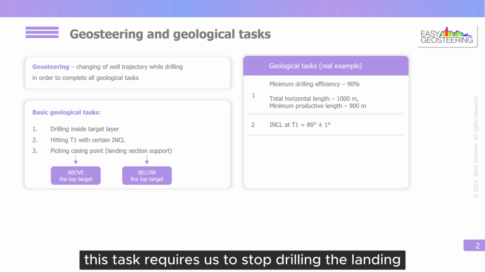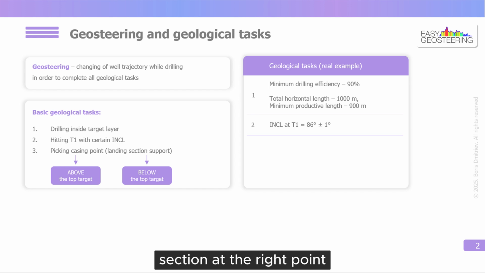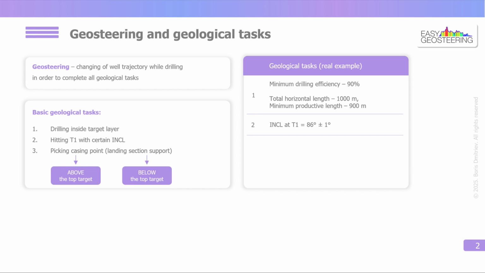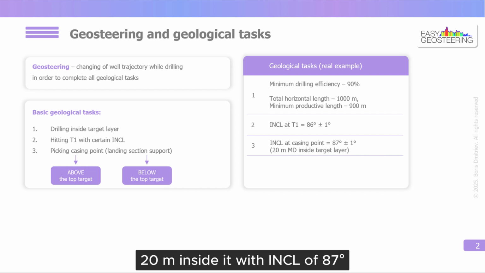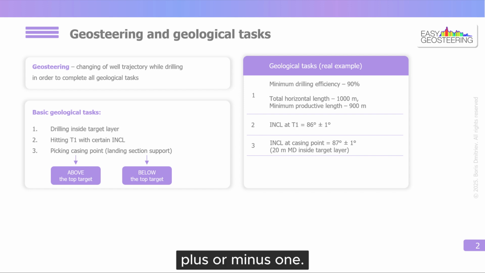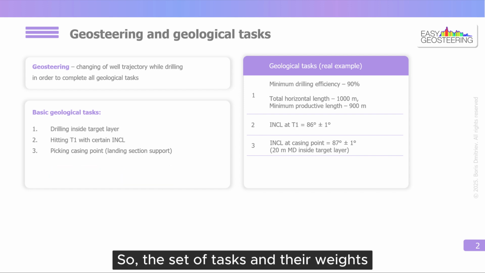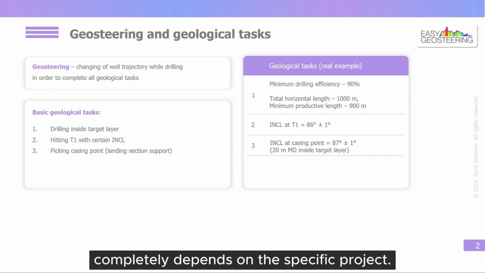In other words, this task requires us to stop drilling the landing section at the right point with the right inclination. In our example, the casing point lies below the top target. We need to enter the reservoir and stop drilling 20 meters inside it with inclination of 87 degrees plus or minus 1. So, the set of tasks and their weights completely depends on the specific project.